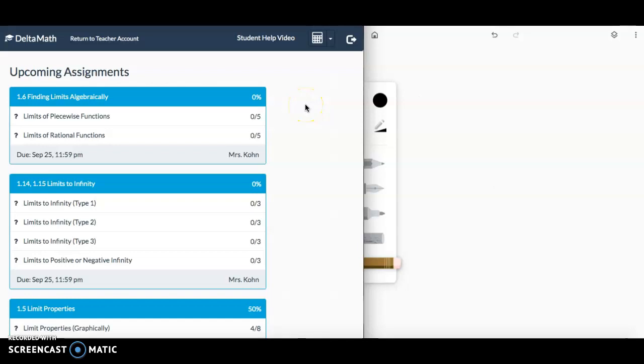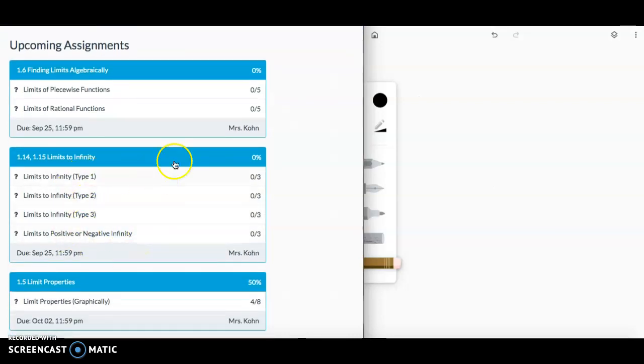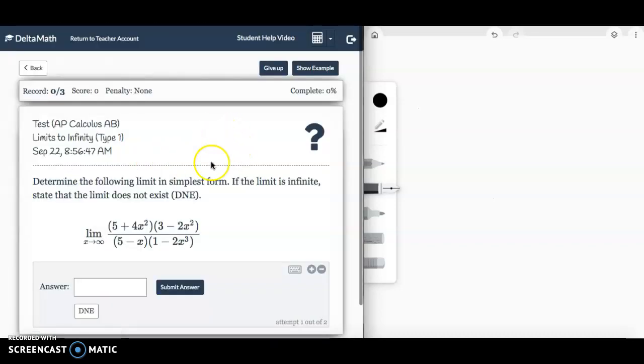Hey guys, I am working through the 1.14, 1.15 limits to infinity Delta Math assignment, doing some example problems from these question types that we'll be tackling. I do have pulled up over here a mini whiteboard or scratch paper, so that way I can work out some of my thought process. This will just help me explain some of these questions. So let's go ahead and we'll start with this first question type, limits to infinity type 1.